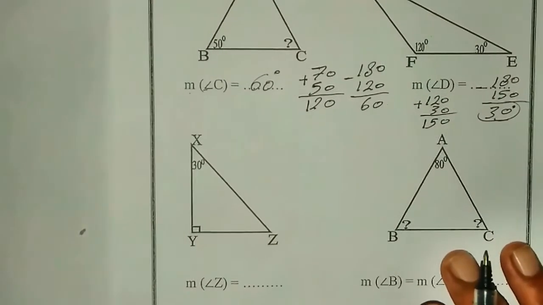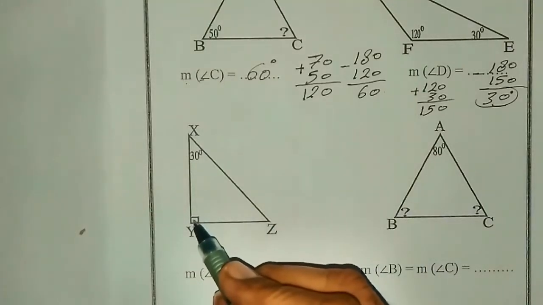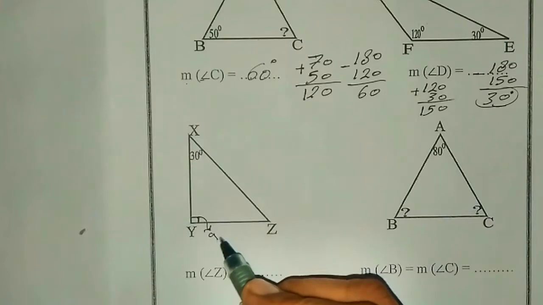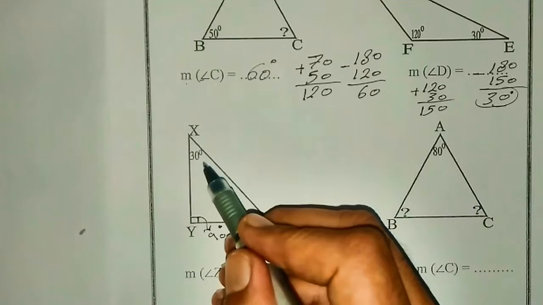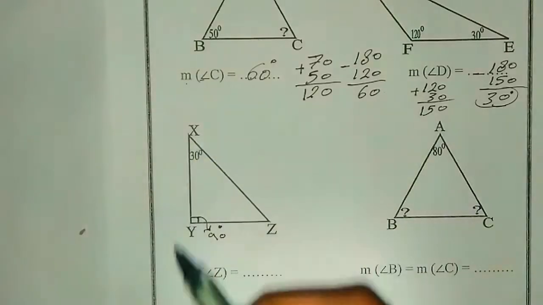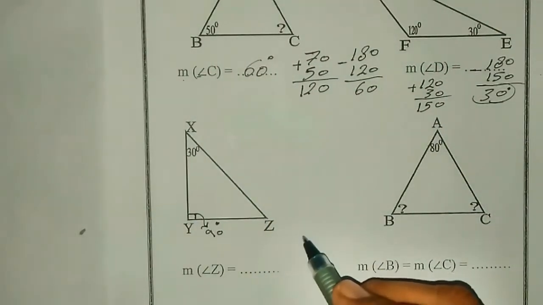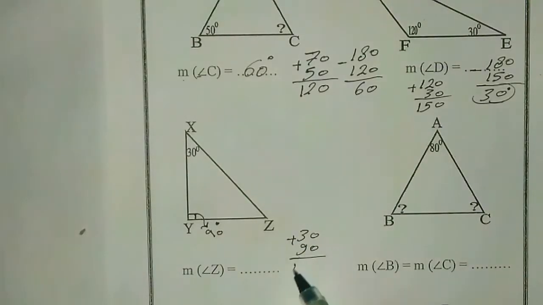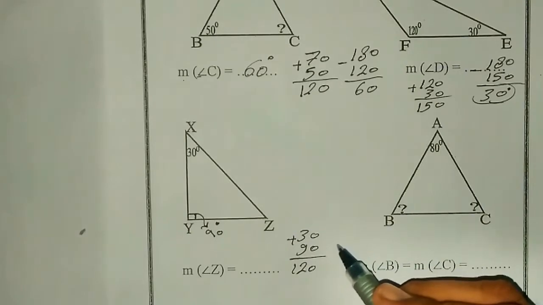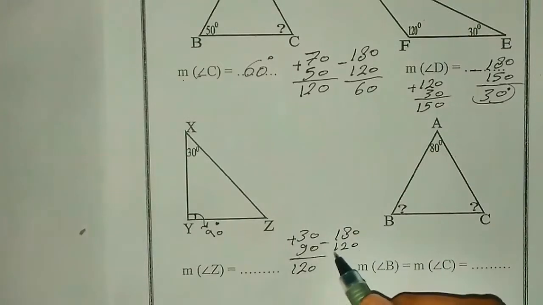A third example, in a triangle XYZ, the measure of angle Y equals 90. This square means 90 degrees. And the measure of angle X is equal to 30. Then the measure of angle Z equals, first, we'll add 30 plus 90 equals 120, and subtract 120 from 180 equals 60.